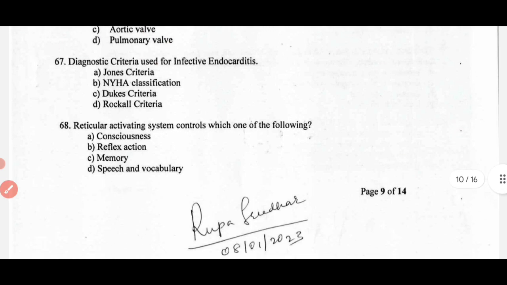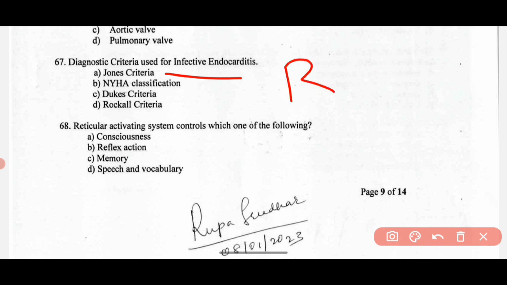And question number 67. Diagnostic criteria used for infective endocarditis. They have given 4 options: Jones criteria, NYHA classification, Duke's criteria, Rockall criteria. So let's see the rationales one by one. Jones criteria. As you all know, Jones criteria is used for what? Rheumatic fever, to identify rheumatic fever. And next one is NYHA classification.